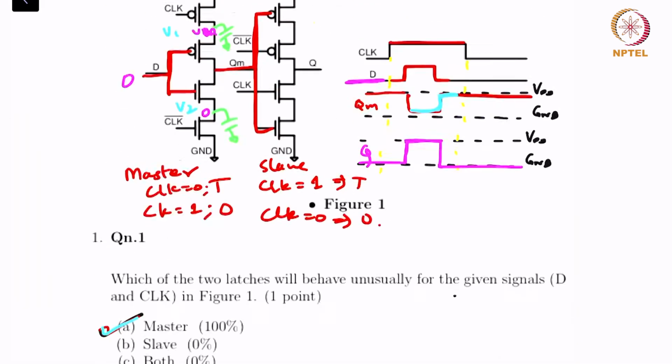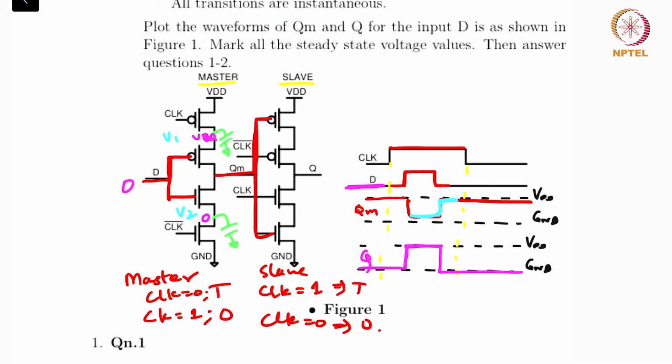To fix this issue, it is very simple. You just need to connect the inputs of D to the top and bottom transistors, that is this transistor and this transistor, and swap clock and clock bar to these transistors.